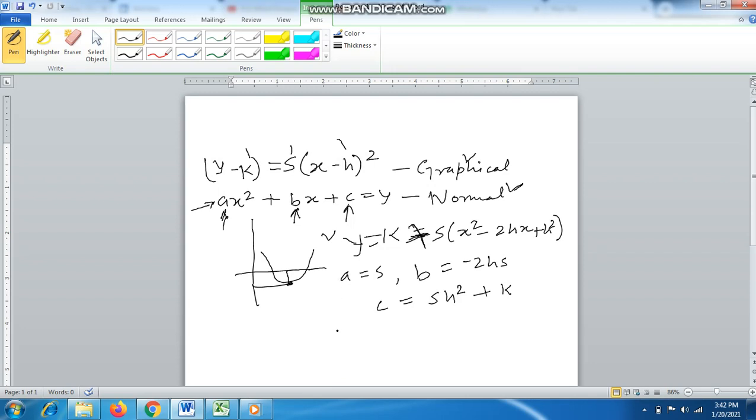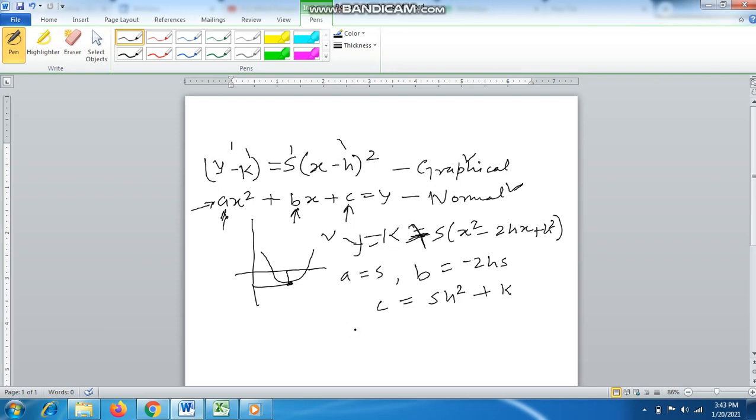Let's calculate the other way also. Let's find out how h will be related to b, and how s is related, basically interchanging the coefficients between the graphical and the normal equation. So this is like a, b, c once we are given h and k. Now, how do we calculate k, h, and s when we know a, b, c? So s will be a, already.